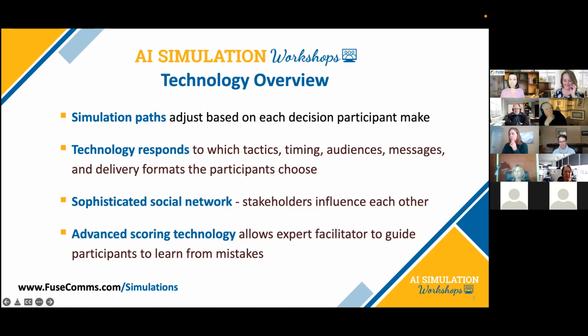If you make poor decisions, the system will make it harder and harder. If you fix your mistakes, the system will make it easier, like real life. There's also a sophisticated social network where stakeholders influence each other. And advanced scoring technology allows expert facilitators to guide the participants to learn from the mistakes, to say, Okay, so you told this stakeholder something, but their friend found out about it also, and their friend wasn't happy about it, right? People are actually talking behind your back, like in real life, also in the simulation.